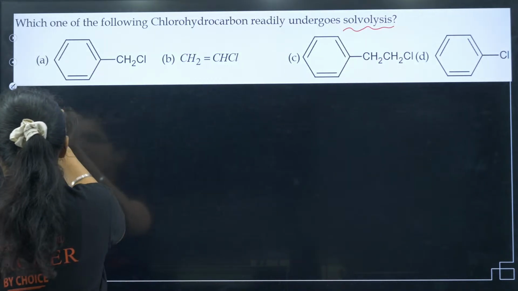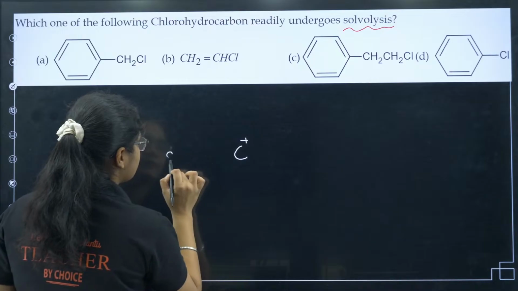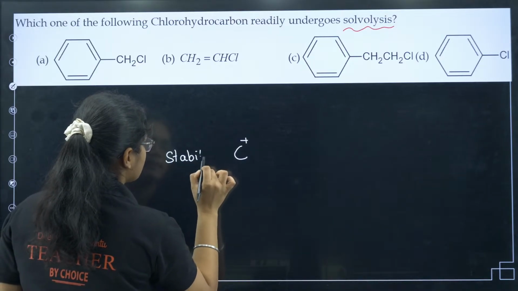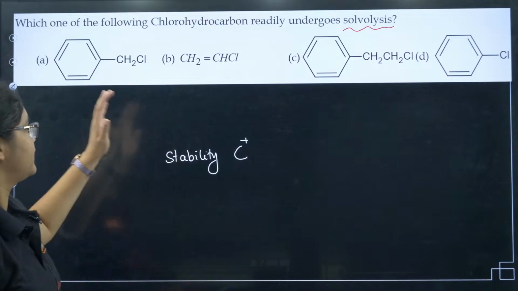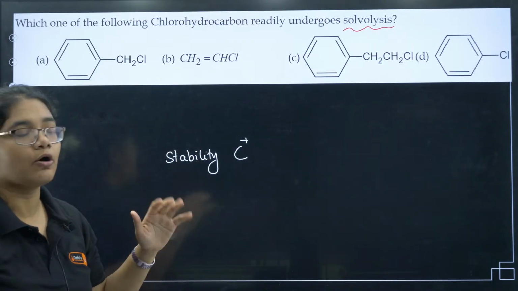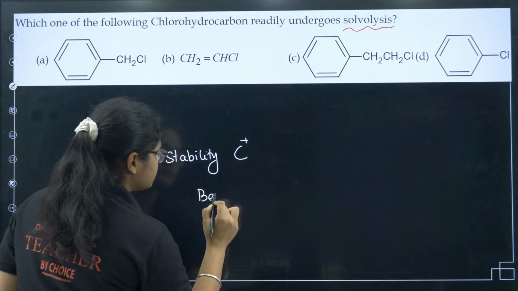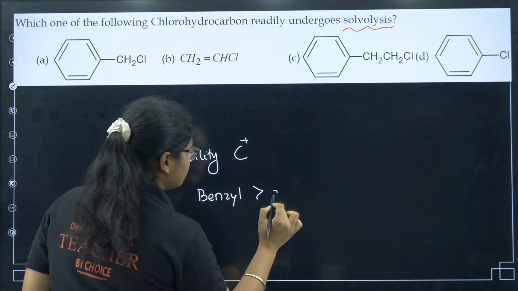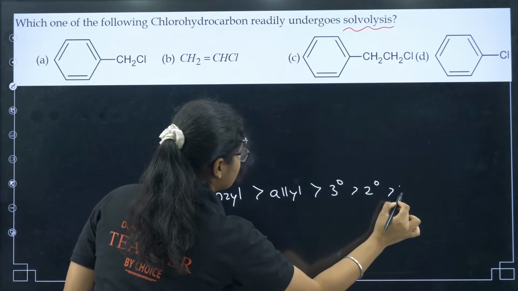Now, solvolysis, what we have to remember, in solvolysis, we have to check the stability of the carbocation. Where the carbocation is more stable, there will be the highest order of solvolysis. And what is the order of stability? First we have benzyl carbocation, then we have allyl carbocation, then 3 degree, 2 degree, 1 degree.